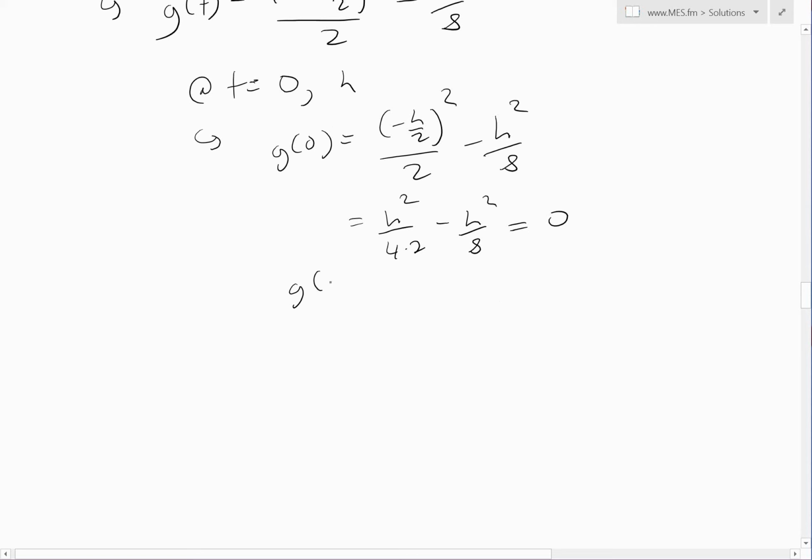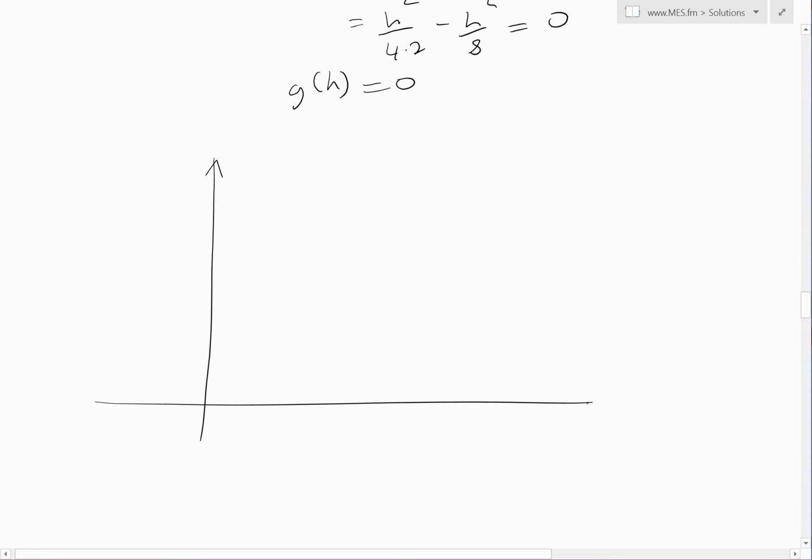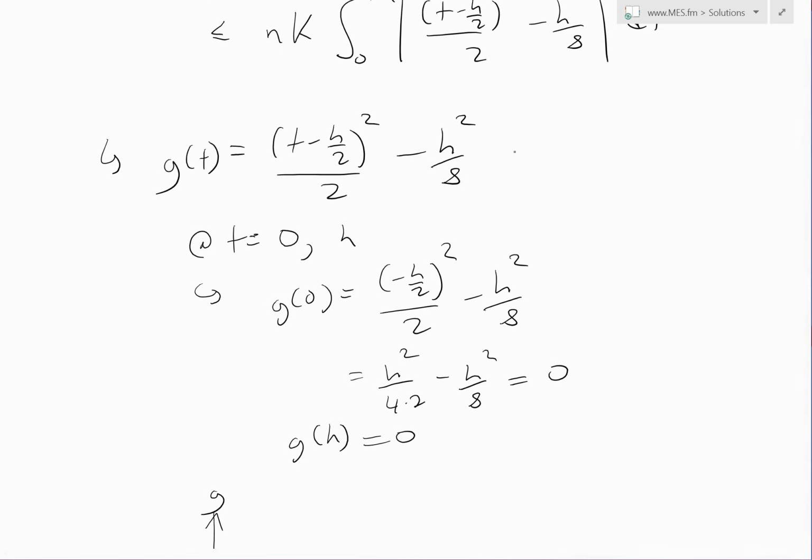And same thing for t equals h, we'll just have a positive h over 2. This equals 0. So that also equals 0. And notice when you graph it out, this is just a parabola. So this is t, this is g, and again, this is just a parabola. Since it's positive here, it's going upwards, and this is where we start off at the bottom, and to the right is plus h over 2.